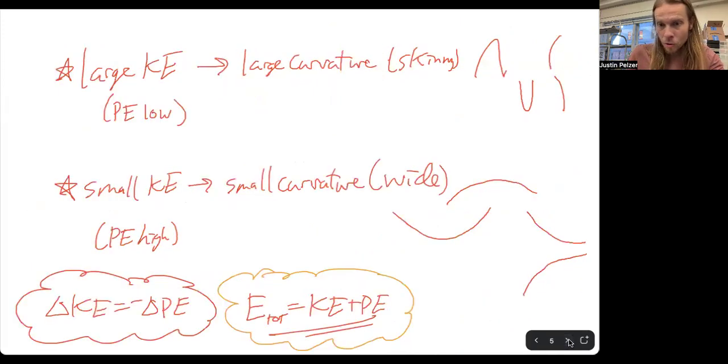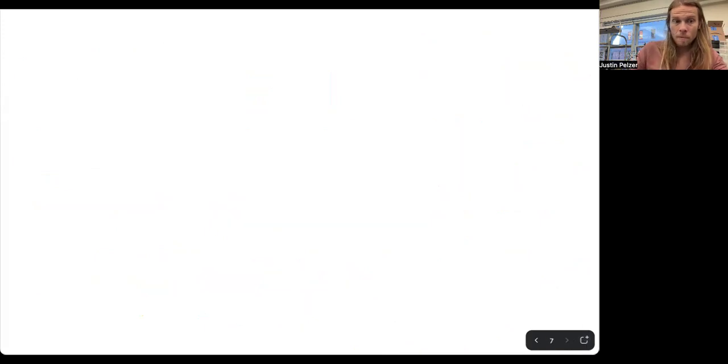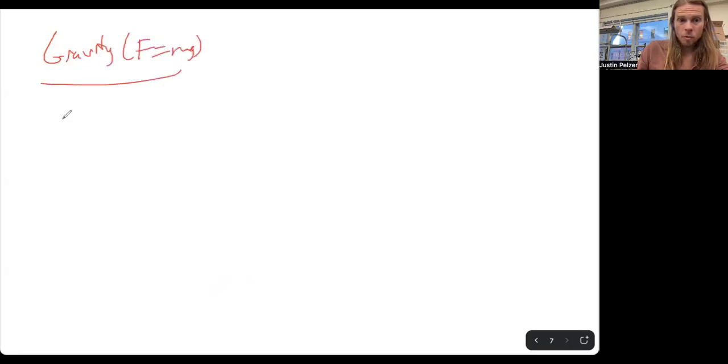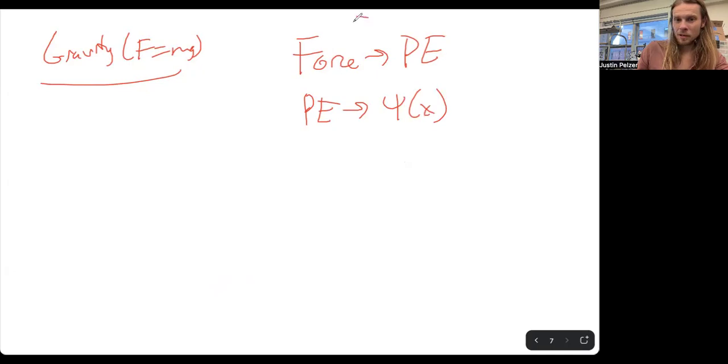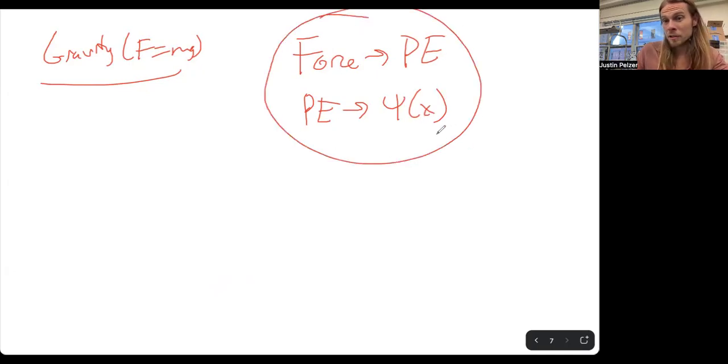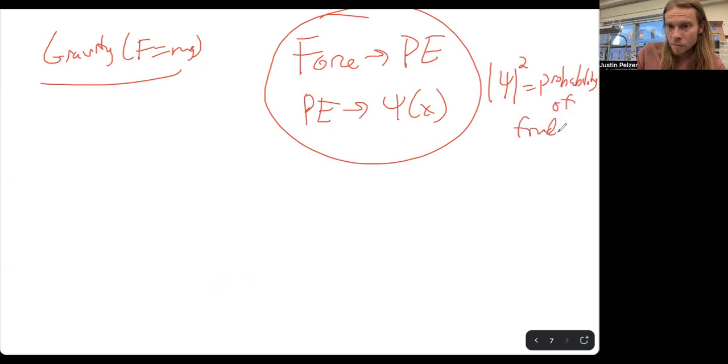It's pretty remarkable. So, for instance, let's do our gravity. This will be the last thing we do. F equals mg. The whole point is a force gives a potential energy. And the potential energy gives a wave function. Done. And the wave function gives you the kinetic energy, momentum, probability of where to find the particle, right? So probability, this squared is the probability of finding the particle.